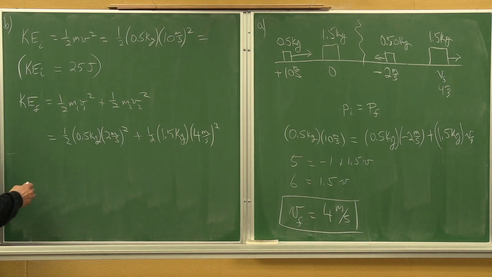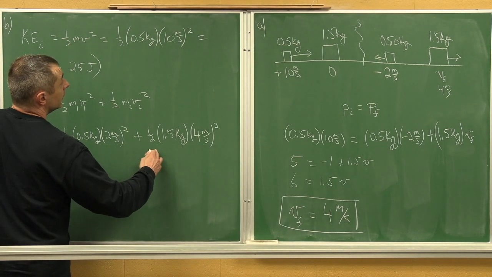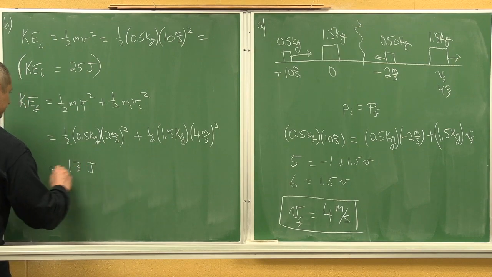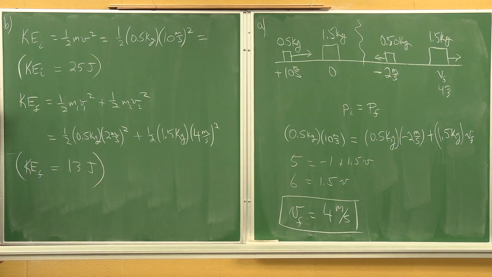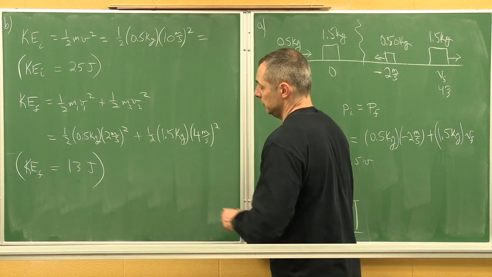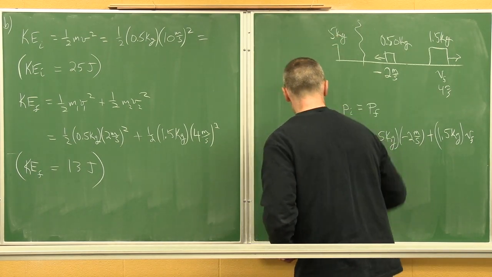So you punch this on your calculator. This is 1, and this is 12. All adds up to 13 joules. That is the final kinetic energy of the system. So see, if it were a perfect bounce, we would have gotten 25 here. But we don't, because it was an imperfect bounce. So we, quote, lost kinetic energy to other forms. Specifically, we lost 12 joules to other forms.